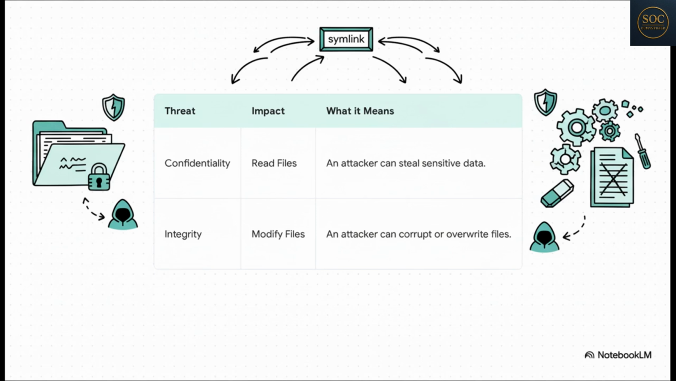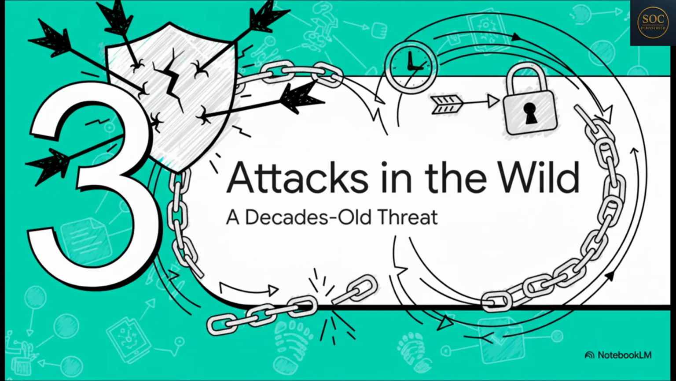But the second one, integrity, is often way worse. This is where an attacker can actually change or even delete critical files on your system. They could corrupt your data, mess with your security settings, or even plant malware and take over the whole machine. And look, this isn't just theory, something you'd read in a dusty old textbook. No, symlink attacks have been out there, in the wild, for a long time. It just goes to show you how stubborn some of these security flaws can be.